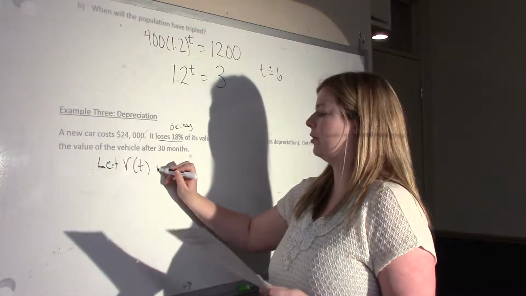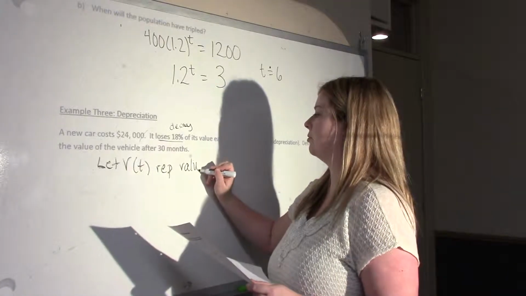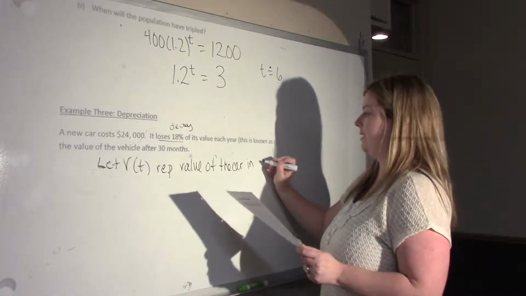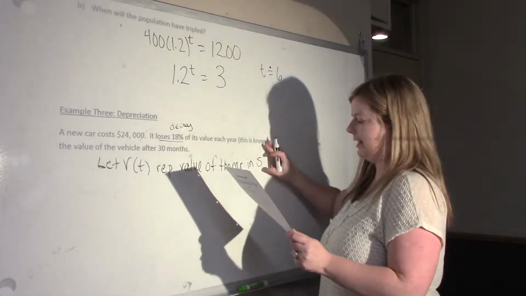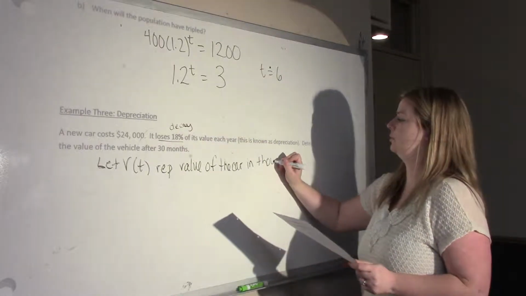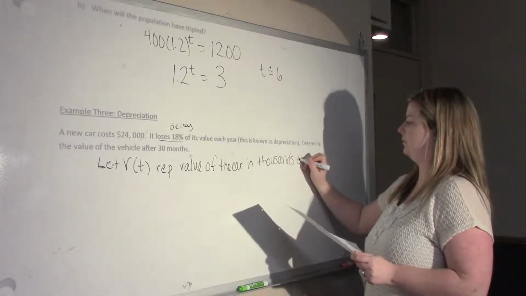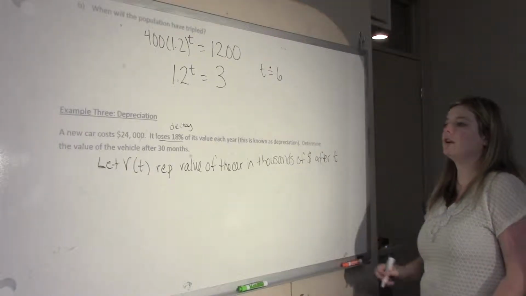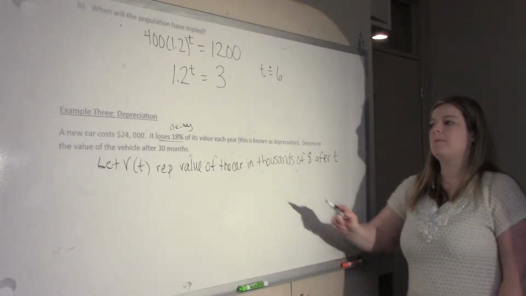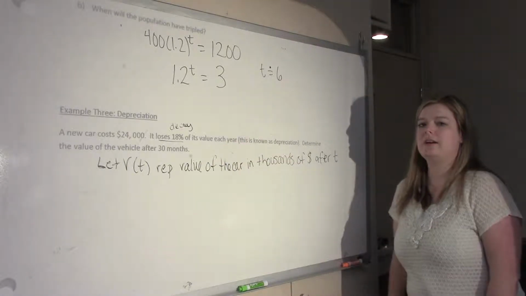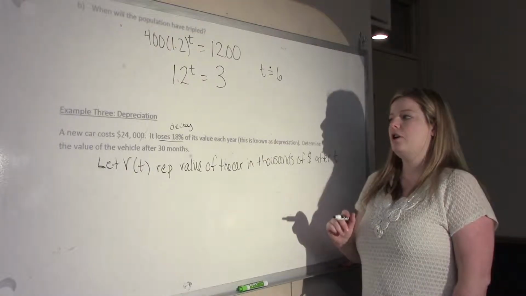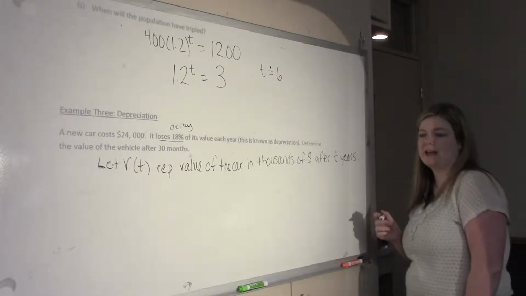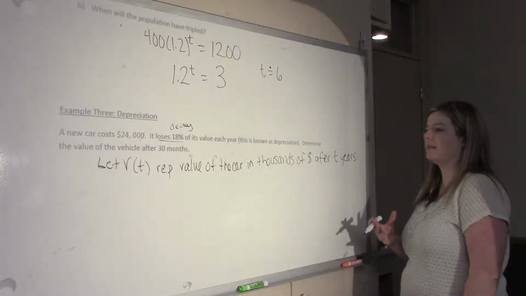Let V at t represent the value of the car in dollars. Actually, let's say in thousands of dollars. After t, now do we want to do months or years? This is what you should think about. This 18% is given each year, but they want to know the value of the vehicle in months. So I'm going to say it should be in years, but then when we go to find 30 months, we just have to represent that in years. So how much is 30 months in years?